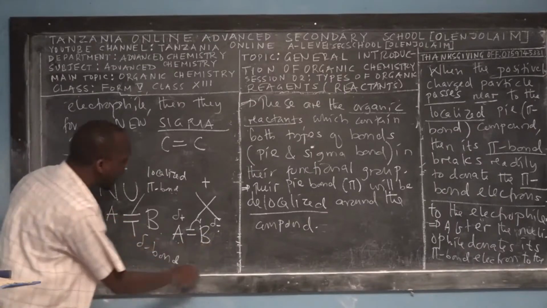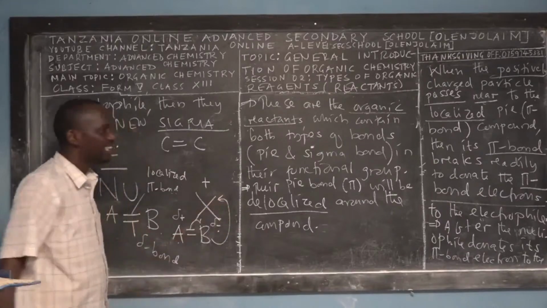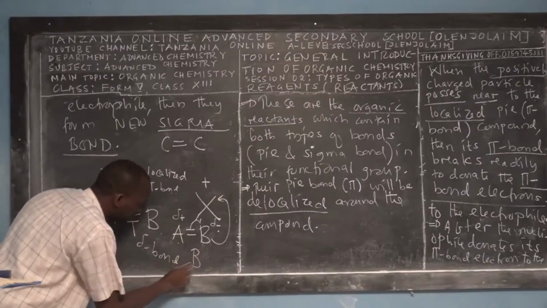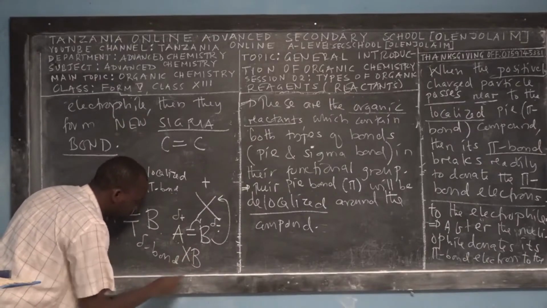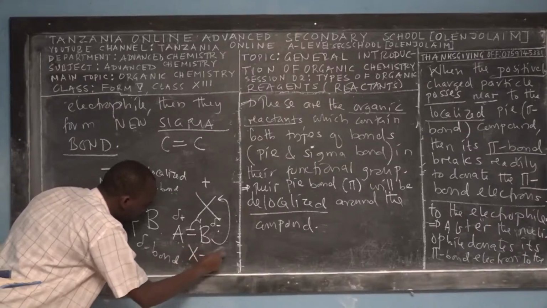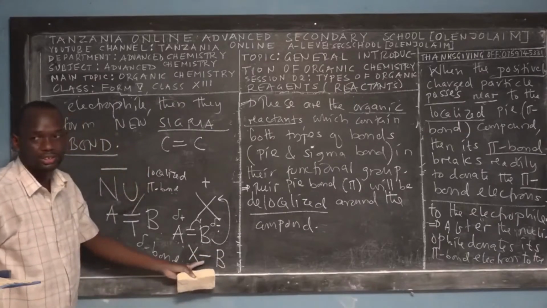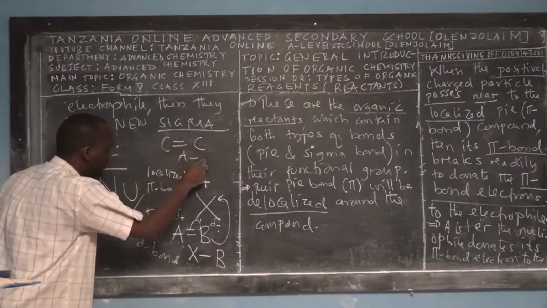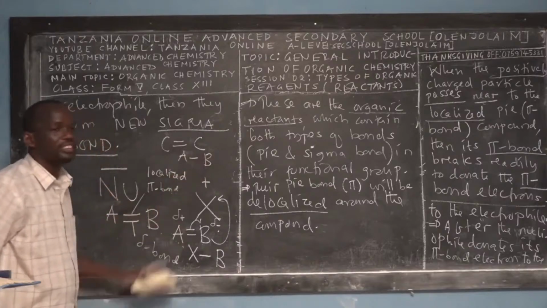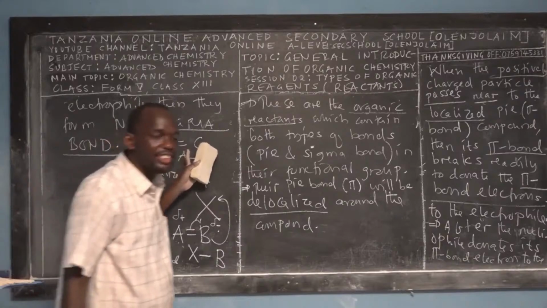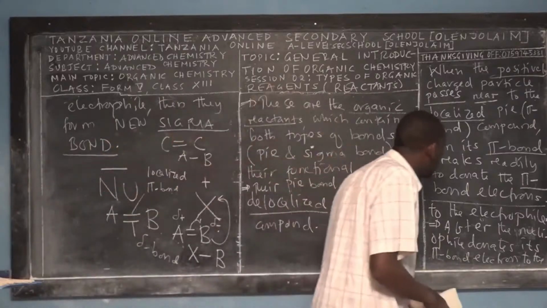So it will come, hello, let us form. Now B and the electrophile will form a new sigma bond. So it will form between the electrophile and B, this is a sigma bond. While A and B are still existing, there's only a sigma bond. It doesn't have the pi bond anymore.